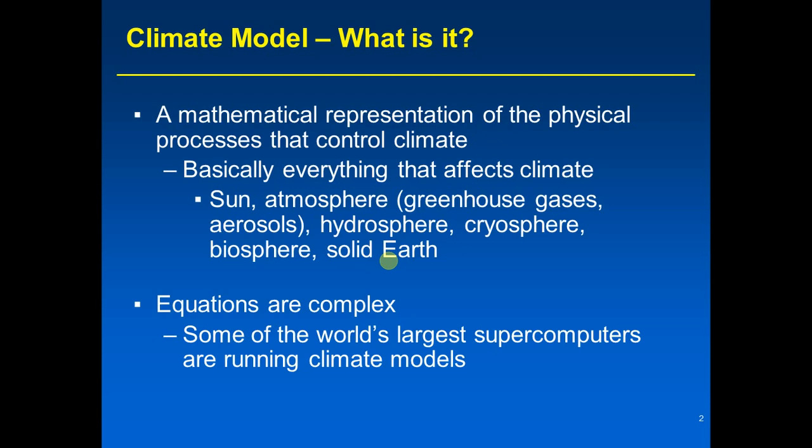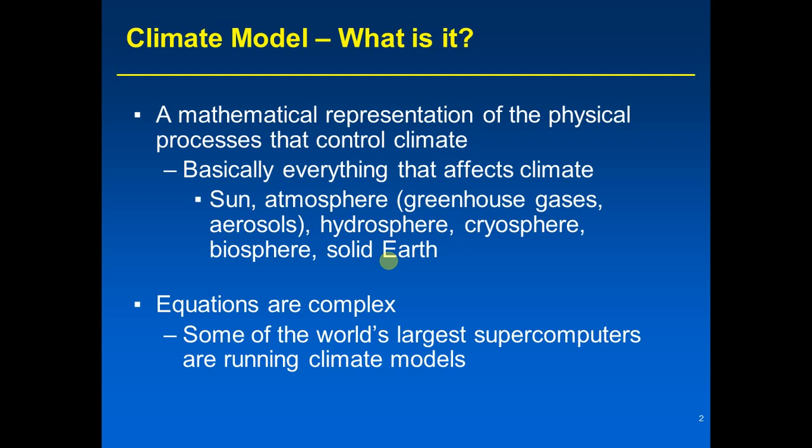And the equations in a climate model are complex. Some of the world's largest supercomputers are running climate models. So the equations that determine how the atmosphere will change over time are very complicated. They're differential equations, and they have a lot of terms. And so in order to use those equations over the entire world, we're talking about global climate models, you need really good computers.